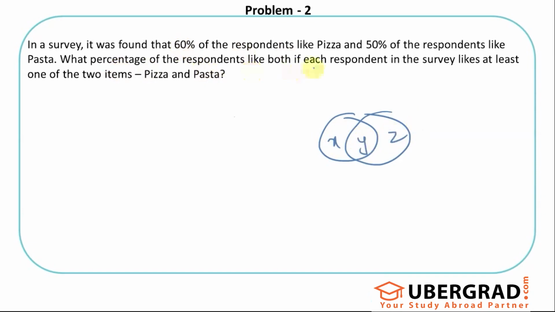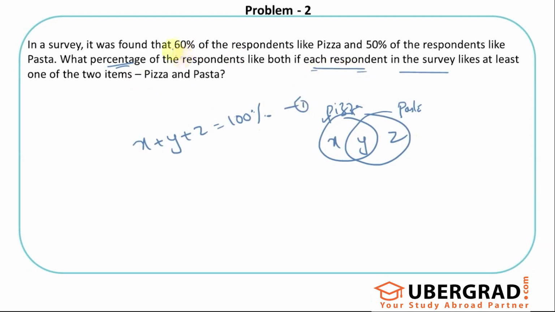Because I know each and every respondent in the survey likes at least one of these two items, if I add them, that should be equal to 100%. You can write in percentage and solve everything and you get the answer in percentage itself, because the question is also asking in percentage only, right? Why did I write x plus y plus z is 100%? Because each respondent likes at least one of the two items. So they should either like pizza, let me call this pizza likers, and this is pasta, and this is both. So they like pizza or pasta or both. So they have to fall in one of these three categories, and all of them have to make 100% because each respondent likes at least one of them.